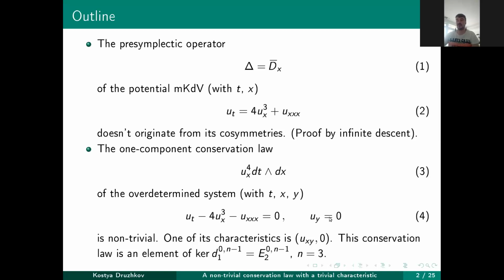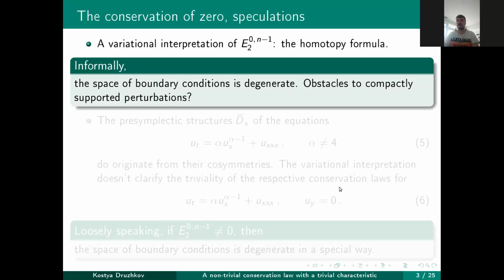But of course, the system is rather degenerate itself. We use this trick, we add an additional independent variable here, and the system itself is rather degenerate. But if we want to construct an example of this type, we cannot consider non-degenerate systems, in some informal sense. They somehow must be degenerate.